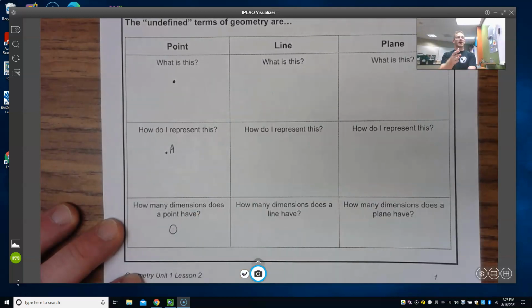So if I'm on the point, I can't travel. There's no direction I can go, right? So that's why there are 0 dimensions.